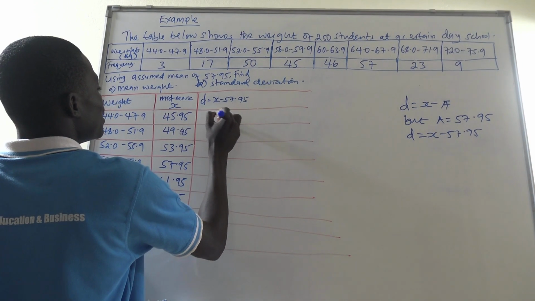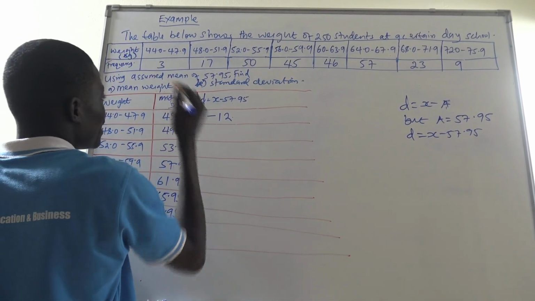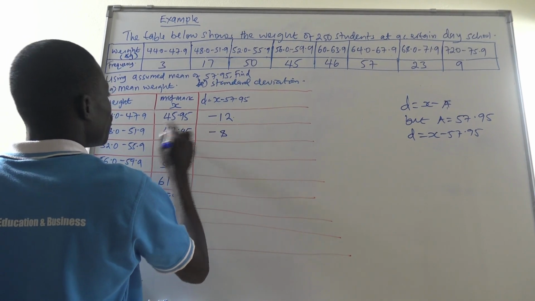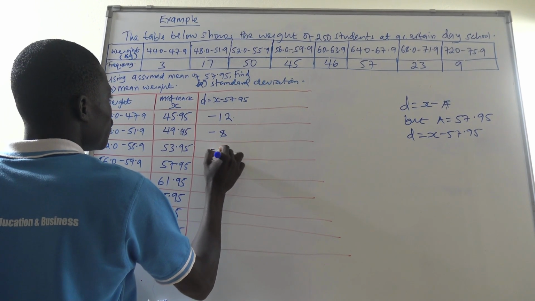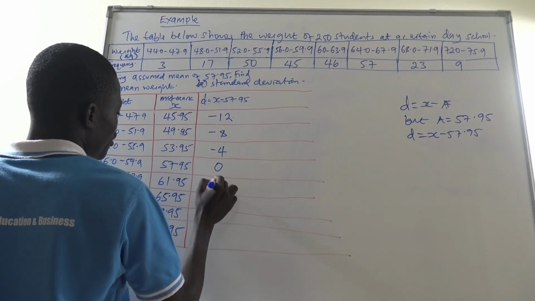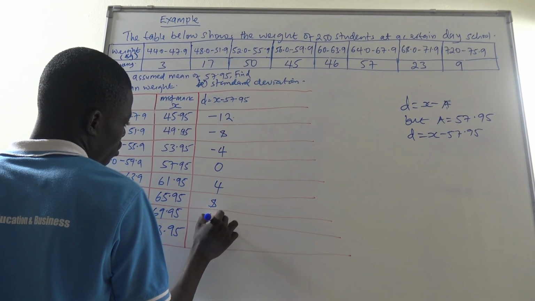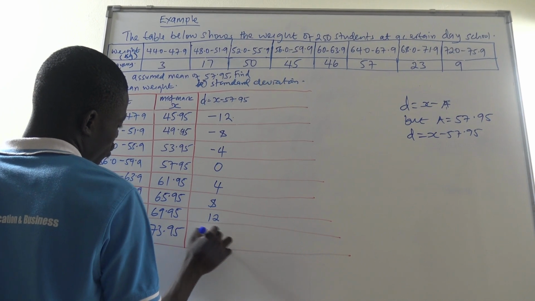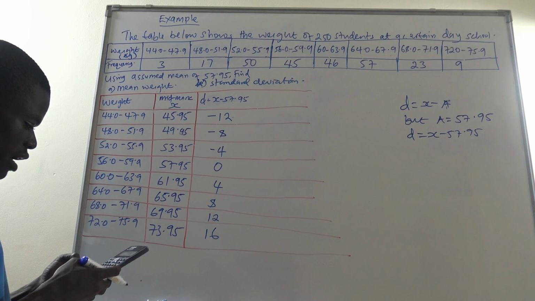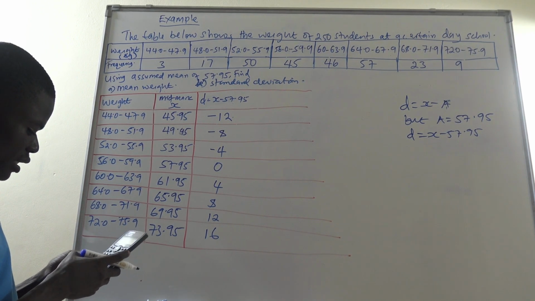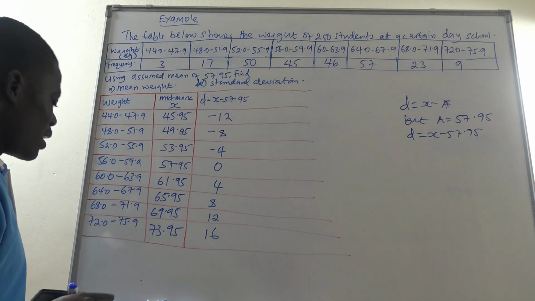57.95 shall get negative 12. So if you get negative 12, here we shall get negative 8. If you subtract, here we shall get negative 4. Here we shall get 0, and then 4, 8, 12, and 16. Because 73.95 minus 57.95, we shall get 16. So that is our D.